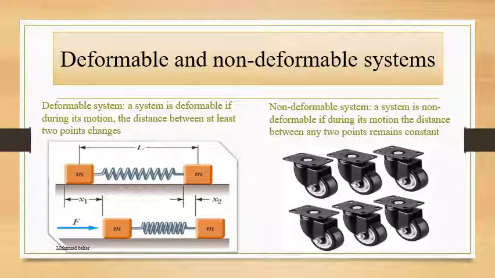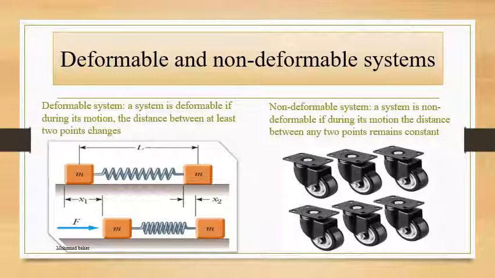For another example, as students in the break, the distance between each two students is changing with respect to time. So the system students-Earth is also considered a deformable system because the distance between any two students is changing with respect to time.